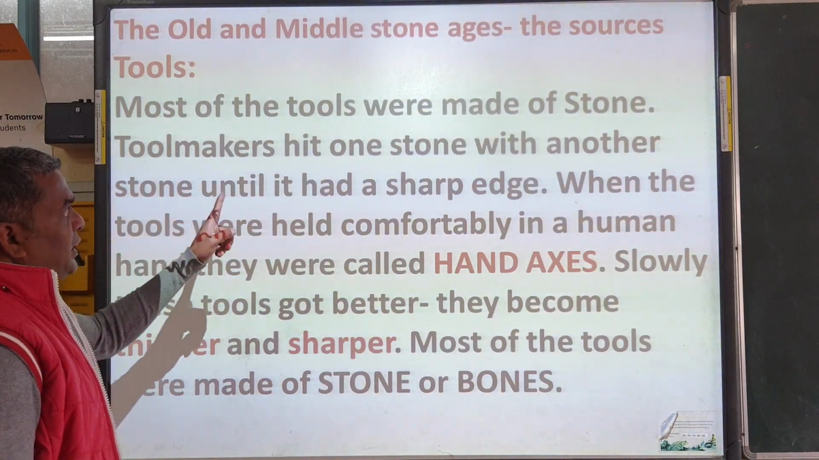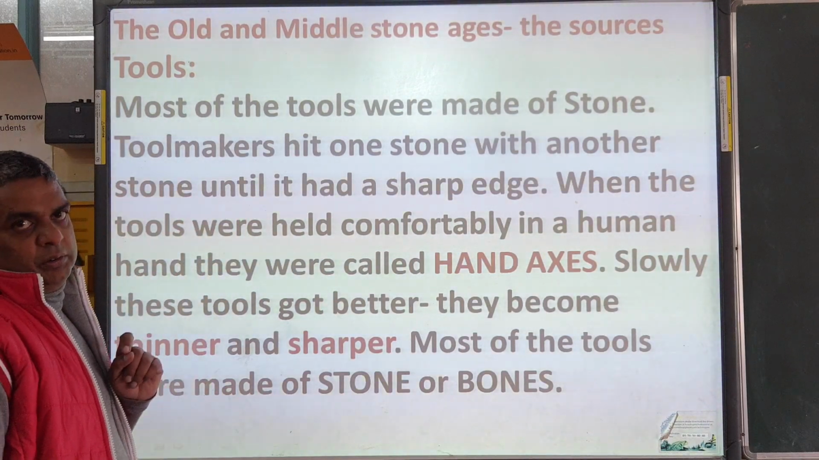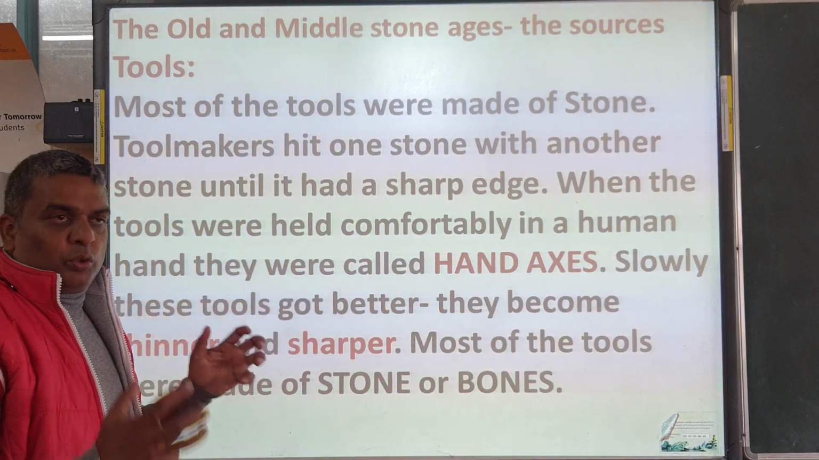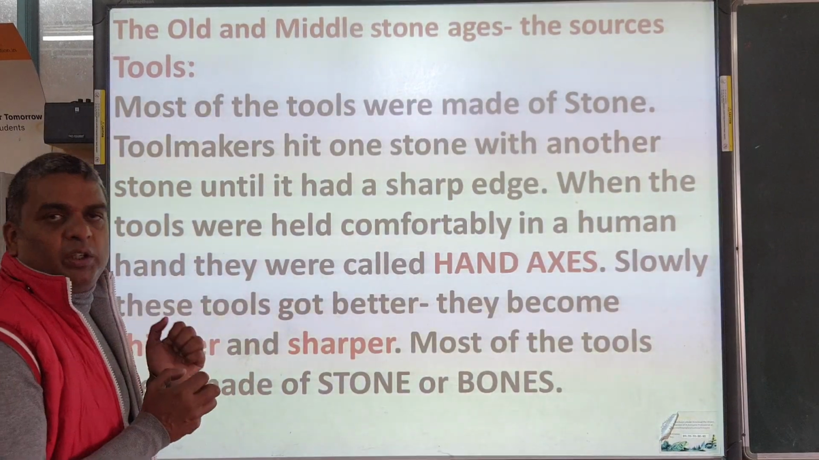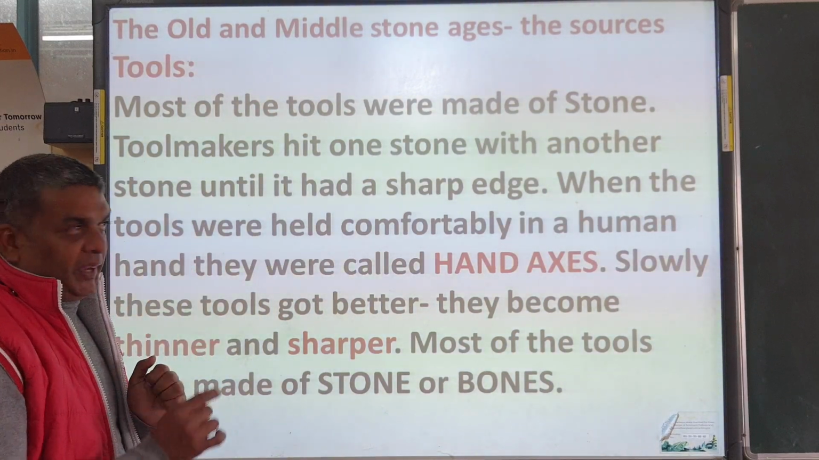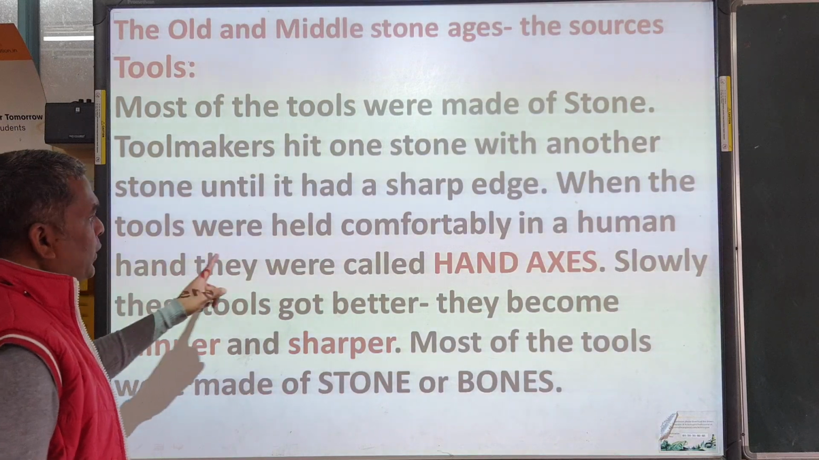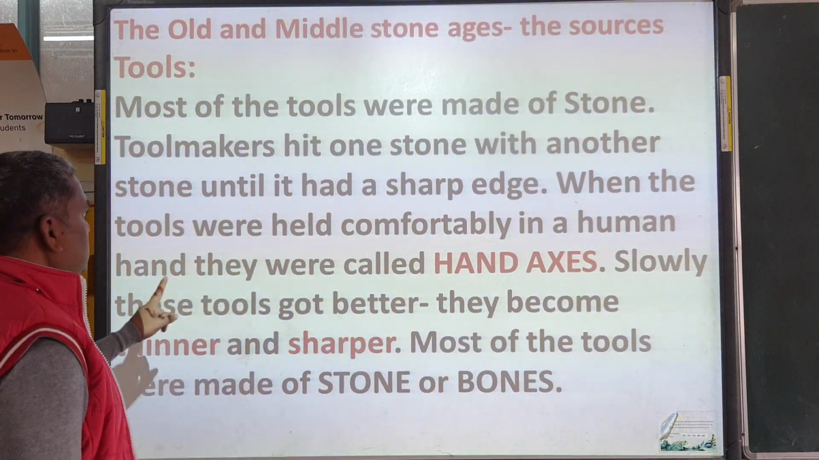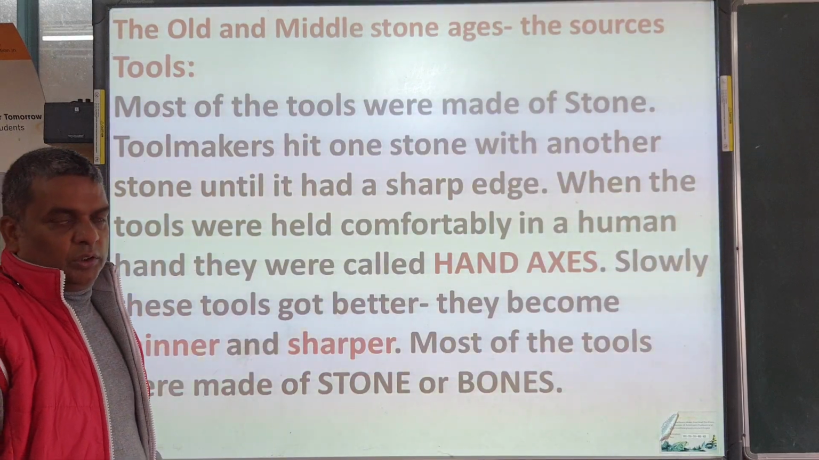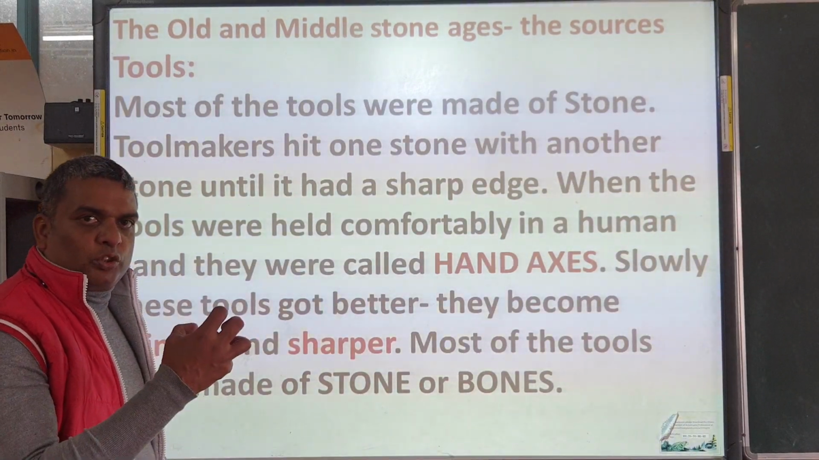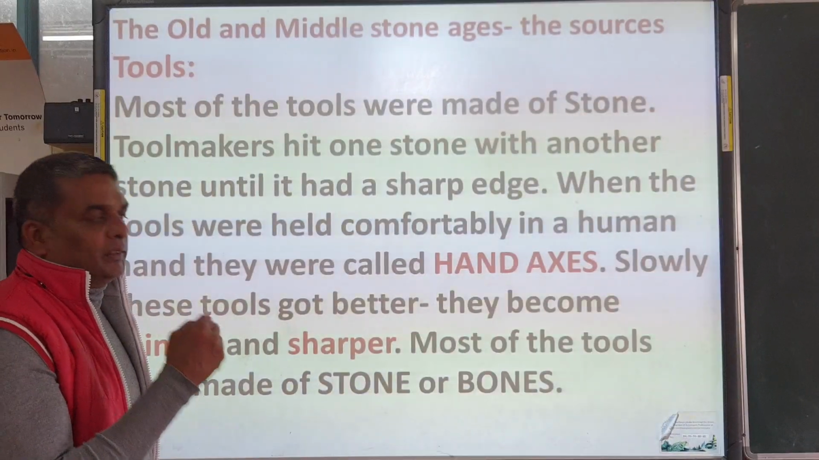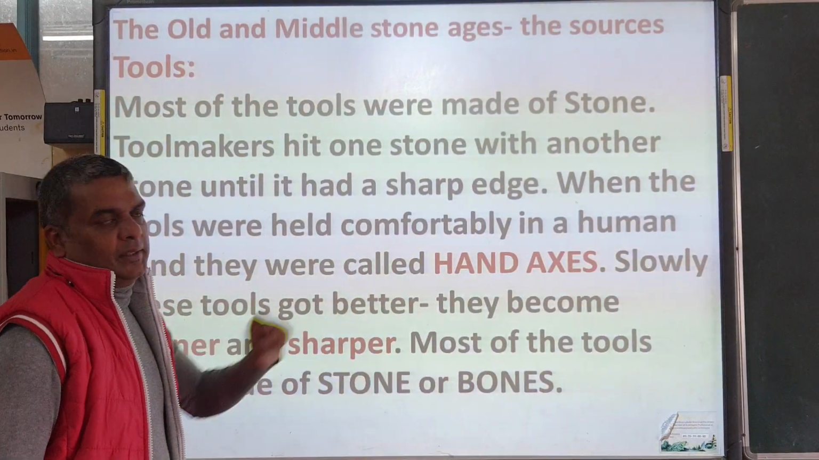Tool makers hit one stone with another stone until it had a sharp edge. So they took two stones and hit them on each other and then chipped it and got a sharp edge. When the tools were held comfortably in a human hand, they were called hand axes. So when they could hold that stone comfortably, with the sharp edge below, that was called a hand axe.